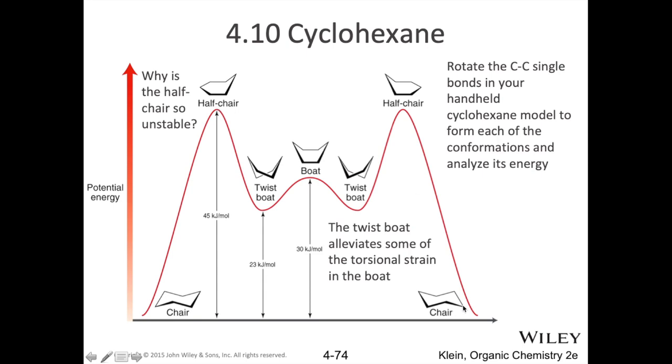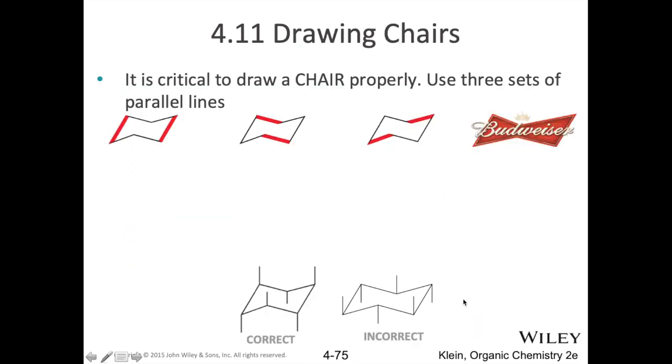If we tried doing that from the other end, if we tried raising this part here, it does the same thing. There's a little island of stability on the way there called a twist boat. You have a little less torsional strain because these are no longer in the same plane like they are in the boat. So that's why this is slightly more stable. But again, the chair conformation is definitely the most stable conformation for this molecule.